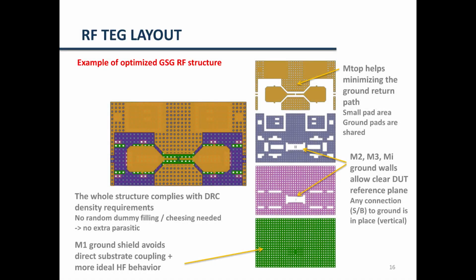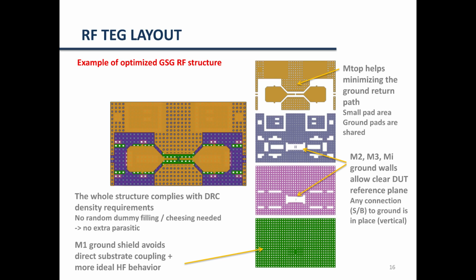Let us see now an example of an optimized GSG RF structure. You have the top view of the whole structure on the left. This is only half of the structure because the ground pads are shared between one structure and the other. The top metal is the yellow color, while the other colors correspond to other metal layers. As you can see, the signal pads have been optimized and the area has been minimized in order to minimize the capacitance associated with these pads.